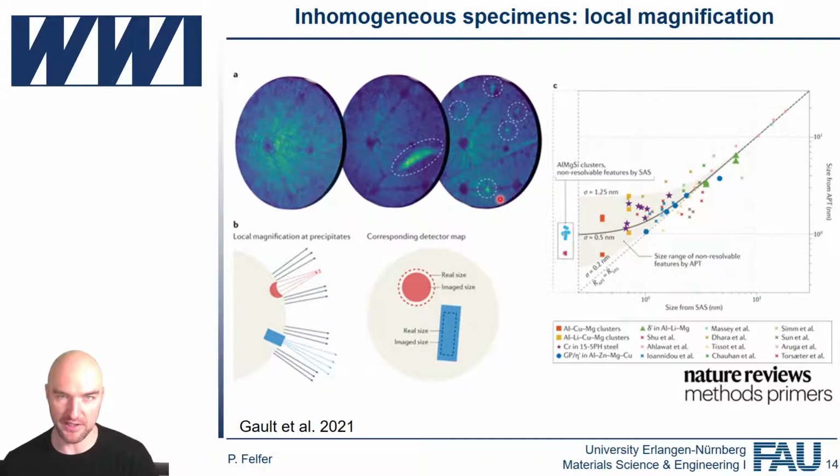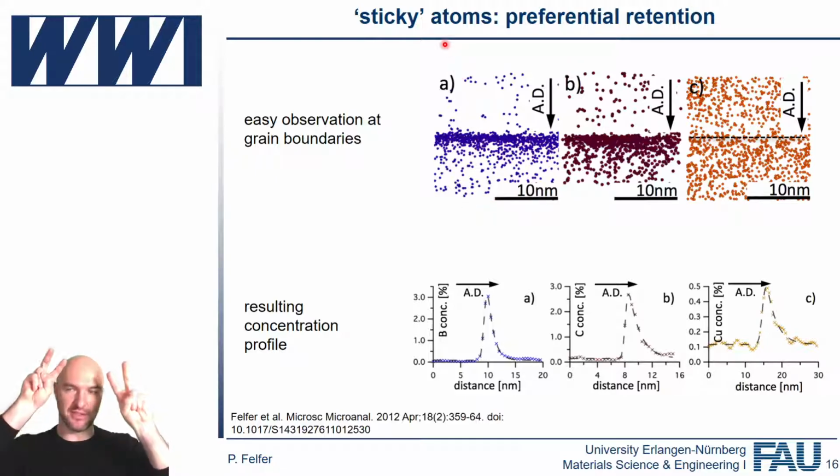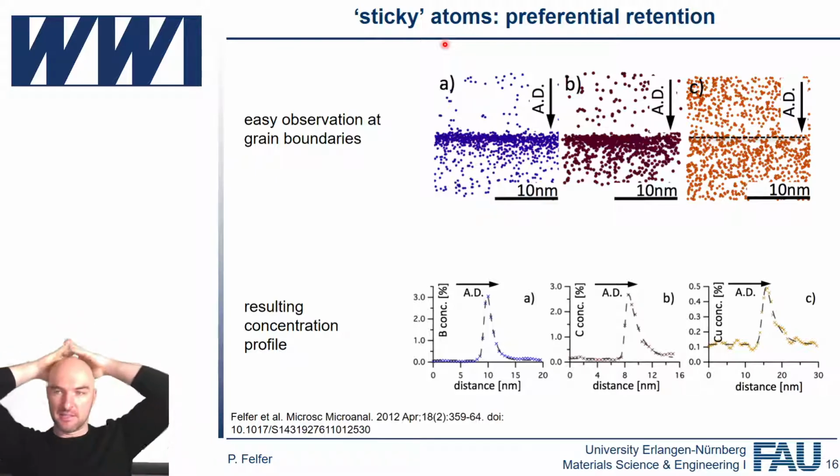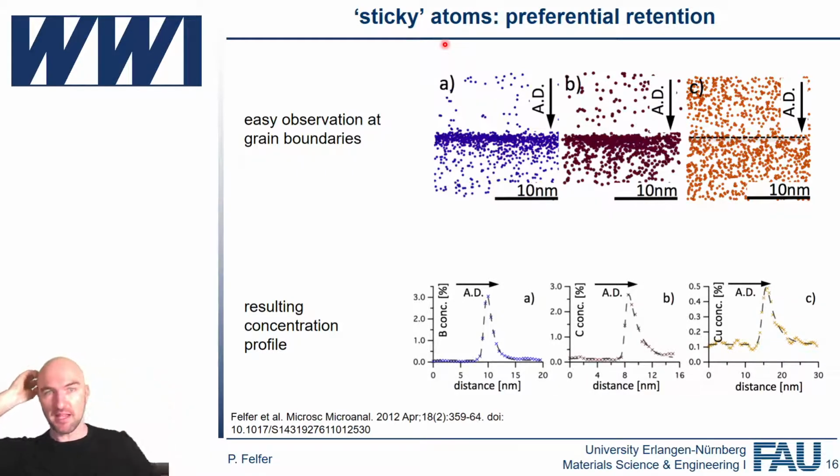Good. So this was all in XY, but do we also have some limitations in Z? And the answer is yes, we do. And the reason for this is what we call sticky atoms. Especially atoms that are not locally chemically bound, they can diffuse a bit on the surface, and especially if they're hard to ionize, like boron, for example, or carbon. So they're atoms that are relatively hard to ionize. They might stick around for a little while, and this is what we call preferential retention.